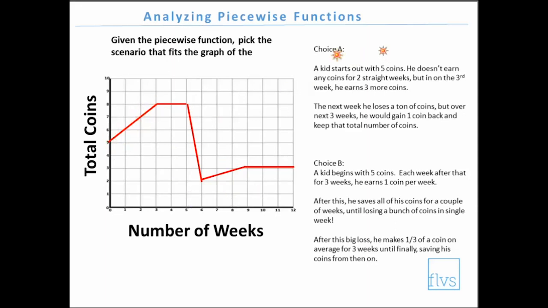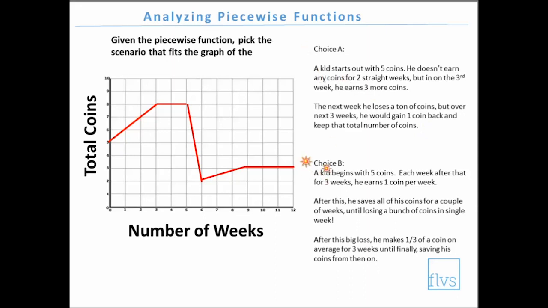So we've got choice A. Choice A says a kid starts out with 5 coins. He doesn't earn any coins for 2 straight weeks, but, and there's a typo here, on the 3rd week, he earns 3 more coins. The next week, he loses a ton of coins, but over the next 3 weeks, he would gain 1 coin back and keep that total number of coins. So we want to say, is this one correct?